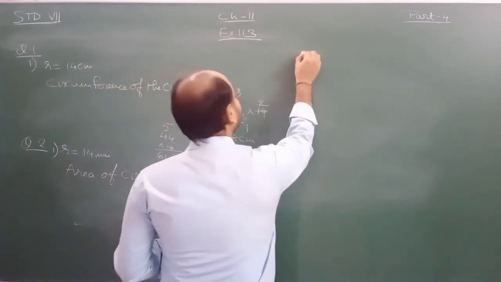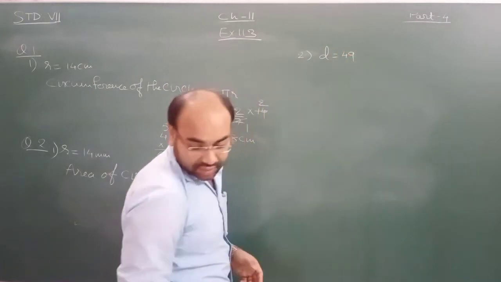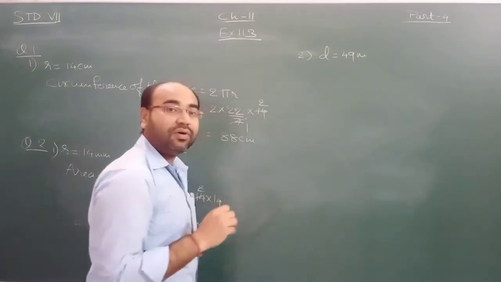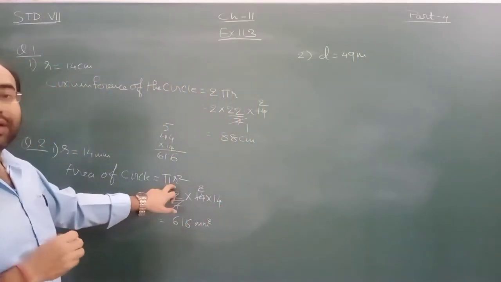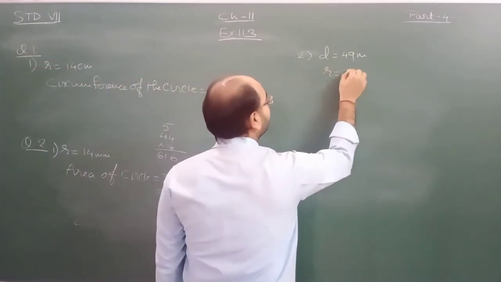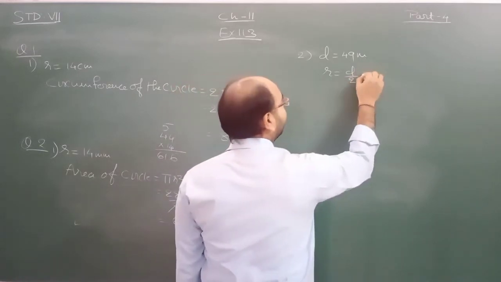In the second one, the diameter is being given as 49 meter. So we want what? Radius. Formula में आपको क्या चाहिए? Radius बटा diameter is being given. So radius is what? D by 2. Diameter को 2 से divide करो, you will get radius.